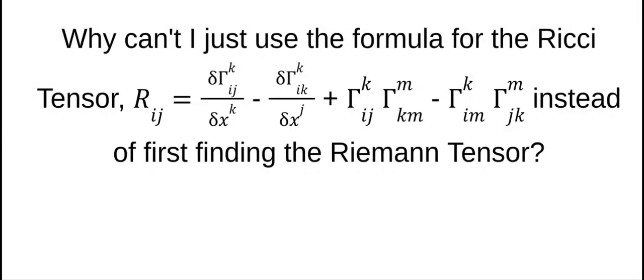Hello, relativity friends. I got a really interesting question from a very observant viewer. They said, "Why can't I use the formula for the Ricci tensor, which is given as this, instead of first finding the Riemann tensor, which is the traditional way?" You find the Riemann tensor first, then you contract it to find the Ricci tensor. Now, this format here has the contractions already built in.